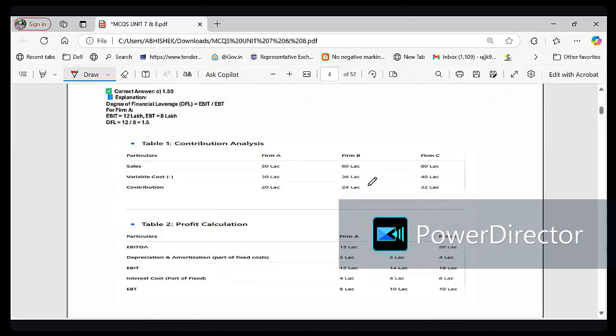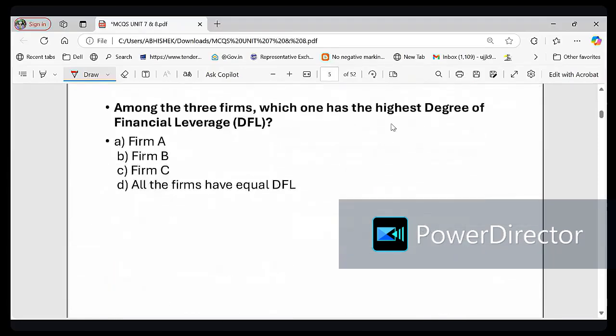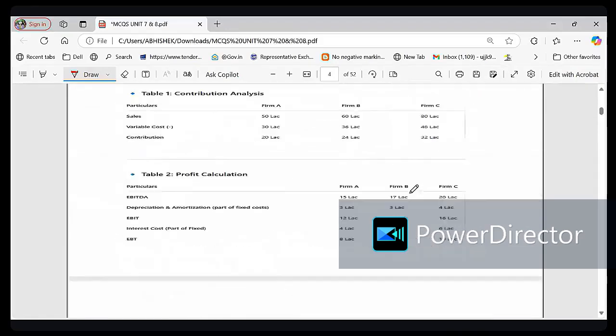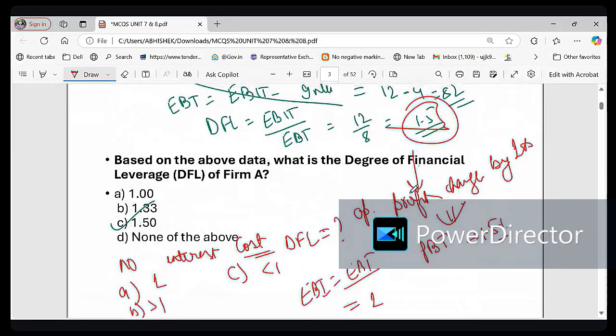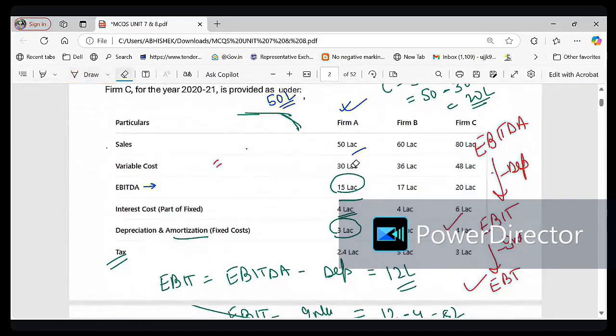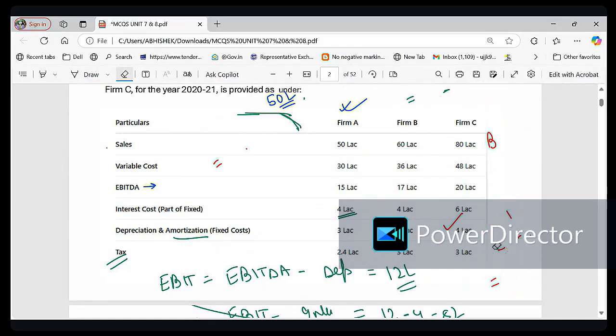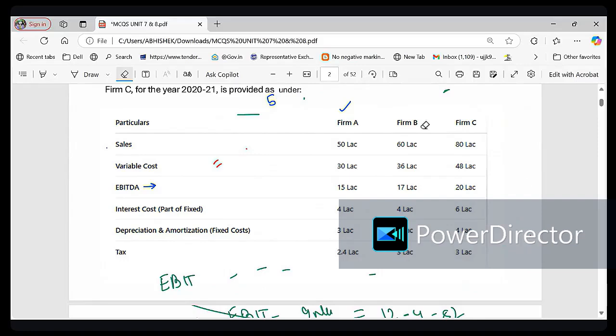Now let's see the next question. Question number 2. Among the 3 firms, which one has the highest DFL, right? Firm A, Firm B, Firm C. So firm A, we have just calculated DFL, it is 1.5. Can you calculate the same for firm B? Please calculate the same for firm B. Just write in the chat box how much you are getting for firm B. Question is asking which is having the highest DFL. Please calculate for firm B. Because once you calculate the DFL for each firm, then only you can say that this one is having the higher degree of financial leverage, right? So what is the DFL for firm B? Please calculate.